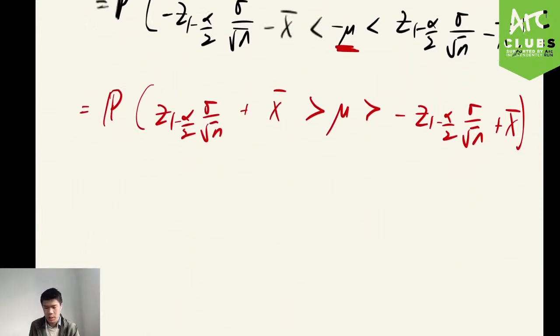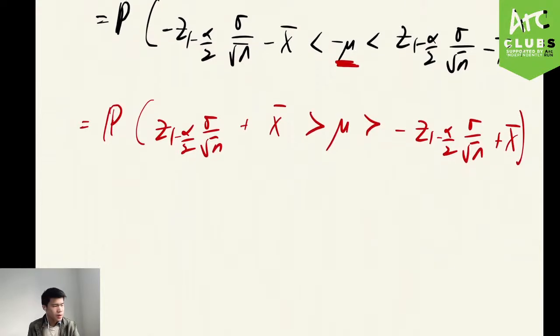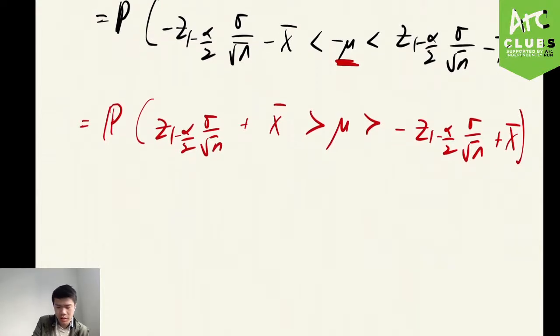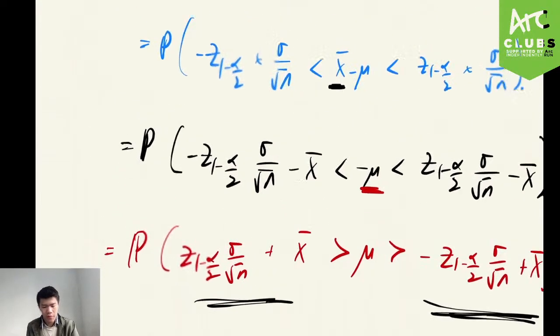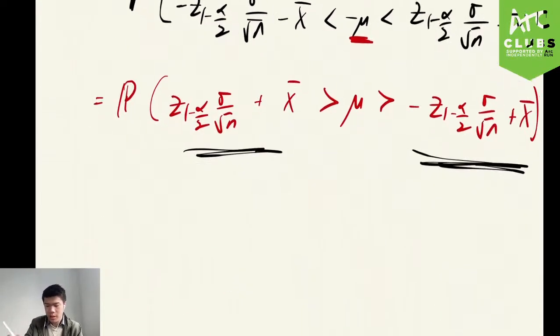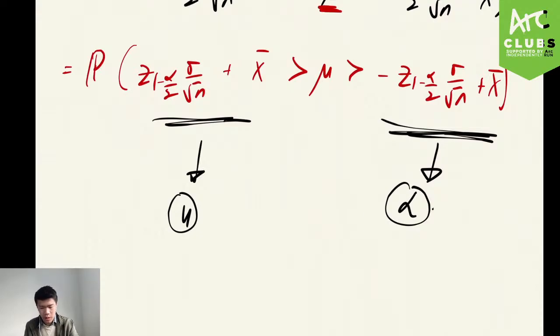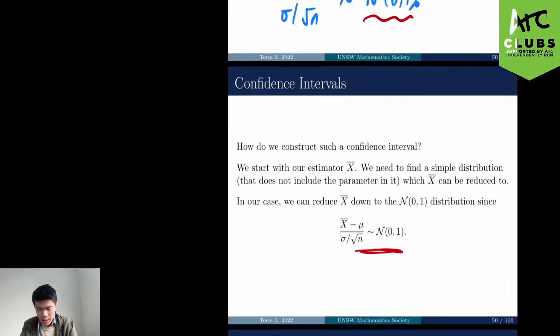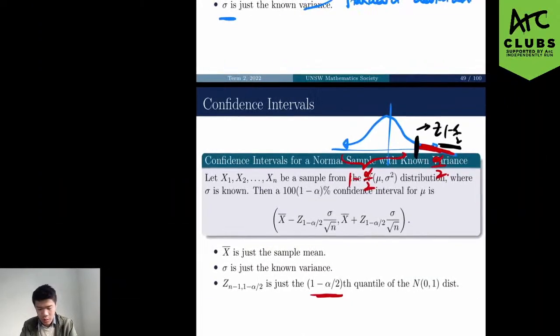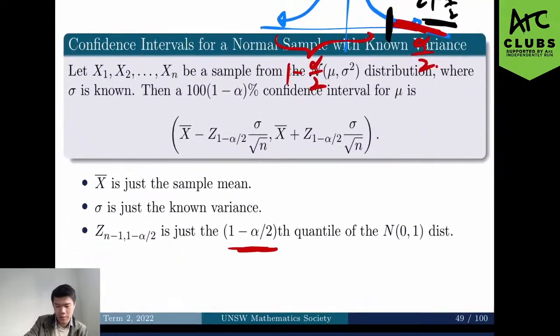And we've got a confidence interval, right? Because now we're saying that the probability of mu lying between these two numbers is equal to 1 minus alpha, which is what we need. So therefore, this thing over here is the lower bound, and this is our upper bound. Right? So that's where we get this confidence interval over here, which is this really, really annoying expression. Basically, it just comes down to the fact that we want to find quantiles for the normal distribution, and basically make mu the subject.